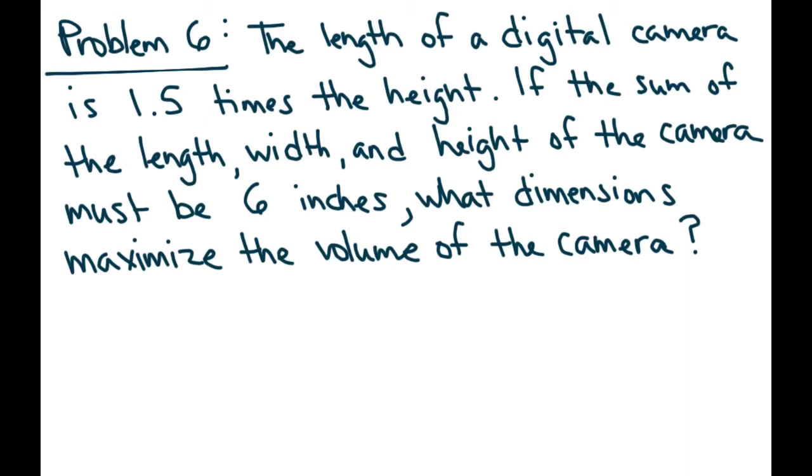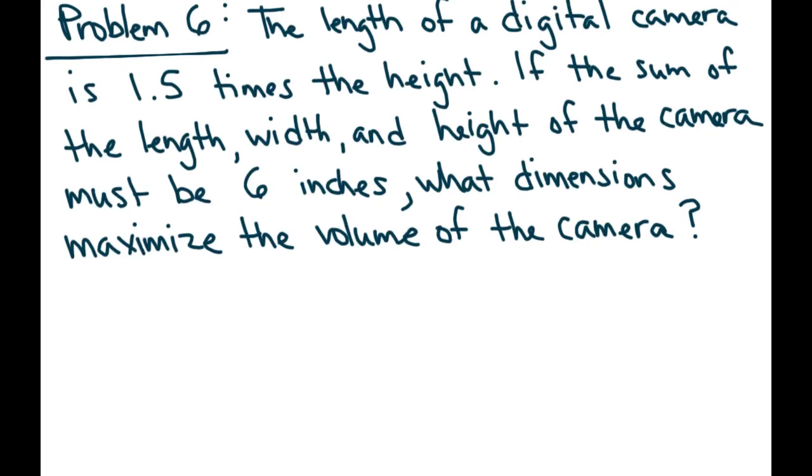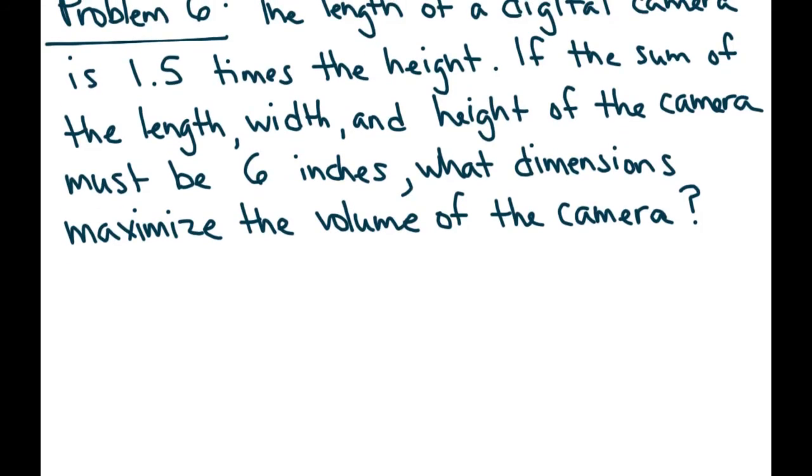I bet you thought you weren't going to see another application problem, but here it is. In problem 6, the length of a digital camera is 1.5 times the height. If the sum of the length, width, and height of the camera must be 6 inches, what dimensions maximize the volume of the camera? All right, so I don't actually know the length, the width, or the height.